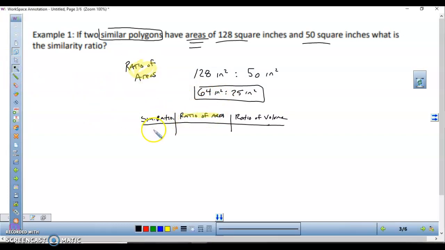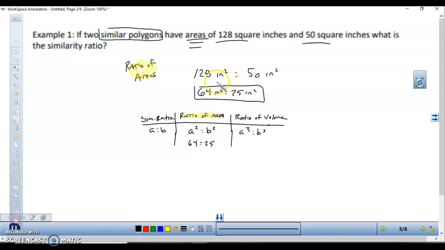As a reminder, here's the relationship of these. If this is a to b, this is a squared to b squared, and this is a cubed to b cubed. I know the ratio of area is 64 to 25. If I know the ratio of areas, to get the similarity ratio, I simply need to square root those numbers. This is why simplifying it was really helpful. I promise you, the problems I give you, when you simplify them, you'll get perfect squares or perfect cubes to make the problem easier.